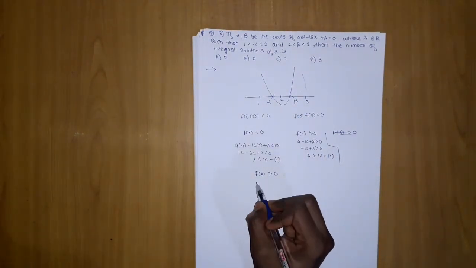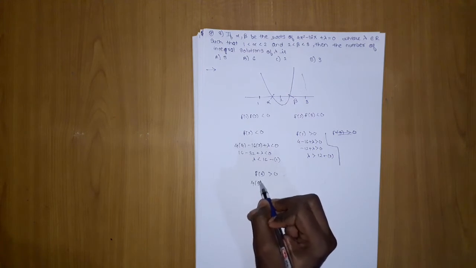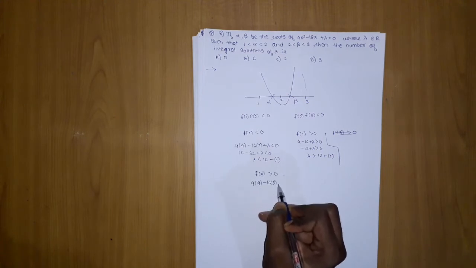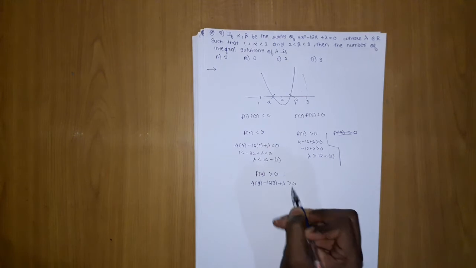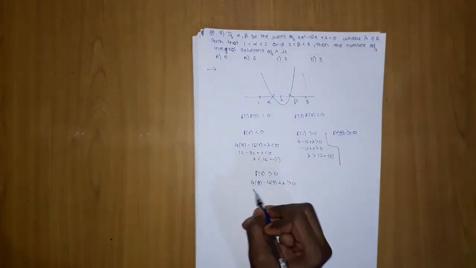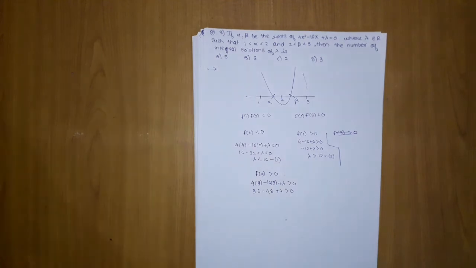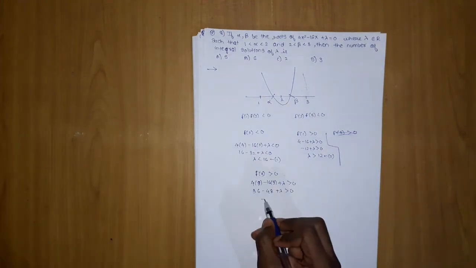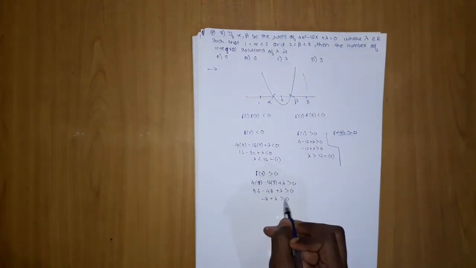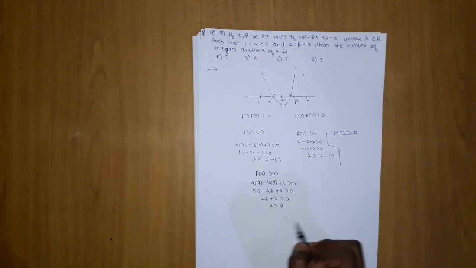So f of 3 will be 4 into 9 minus 16 into 3 plus lambda greater than 0. 36 minus 48 greater than 0, so minus 12 plus lambda greater than 0, so lambda should be greater than 12.